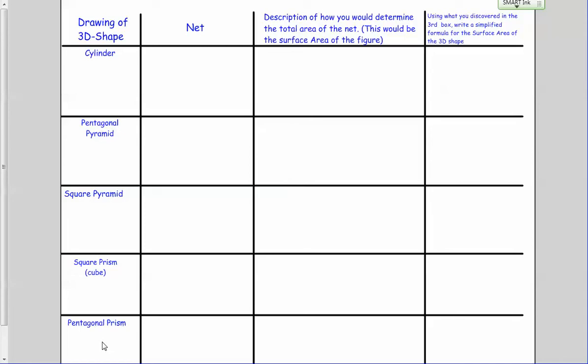If you don't have the app on your phone, you can go ahead and look on with somebody next to you. And if nobody around you has it, just be patient. I'm sure you'll find somebody. So if you don't have it at all, talk to me and I can work it out when we get back. All right, so here are cylinder and pentagonal pyramid.